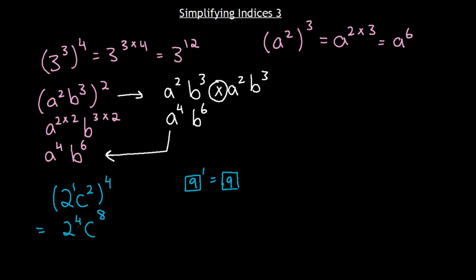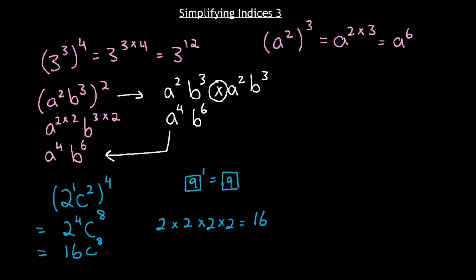Now whenever we have a number that we know, which is raised to a power, and that we can figure out what the answer is, then we should figure out the answer. So this is 2 to the power of 4, so it's 2 times 2 times 2 times 2, and that'll be 4, that'll be 8, 16. So this is 16c to the power of 8.